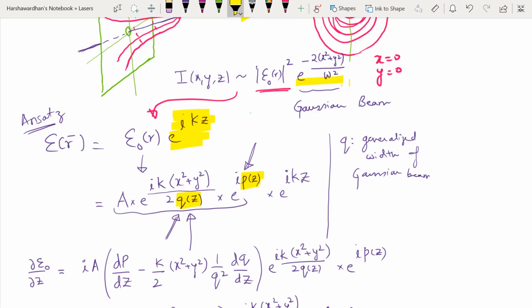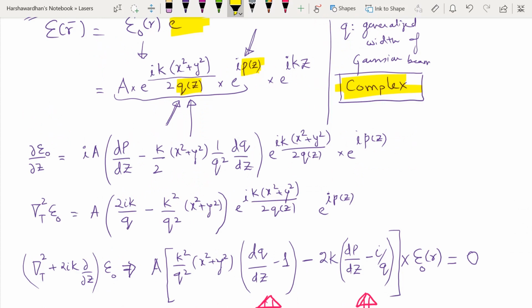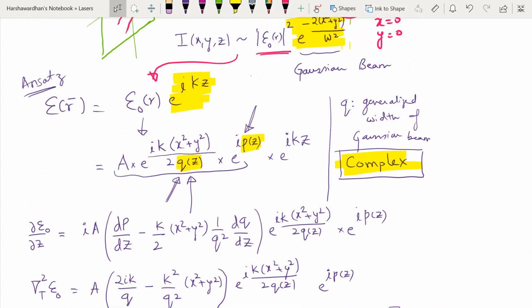This Gaussian distribution is important for intensity, for which I require this term to be sort of real. Because if this was purely real, this whole term would be in the complex conjugate, this phase will be simply lost, right? So I want the q to be complex. I'm allowing that q to be such. So I'm writing down this very carefully, that the q is my generalized width of the Gaussian beam, which in principle can be complex.